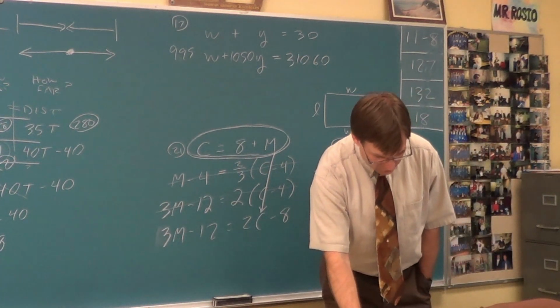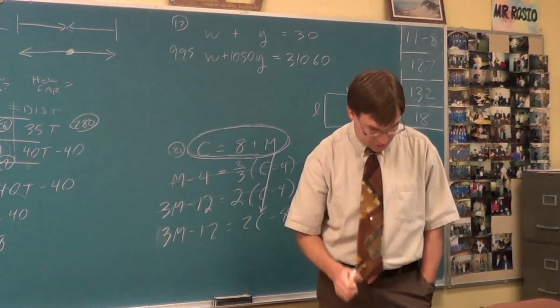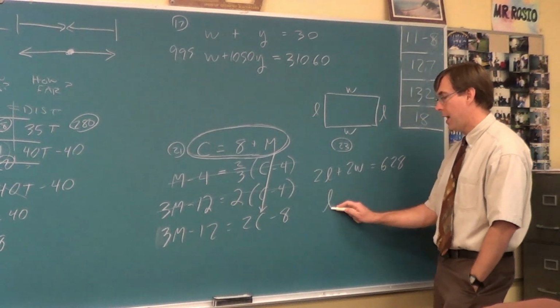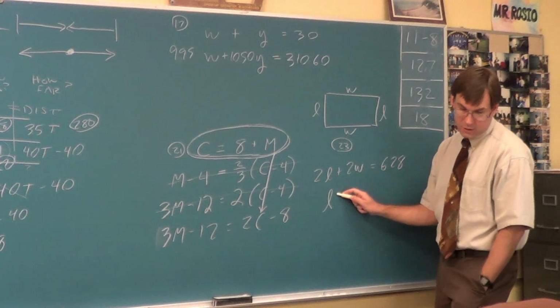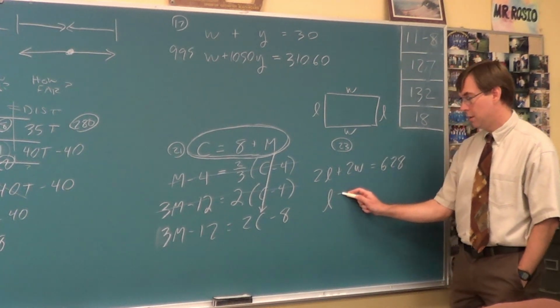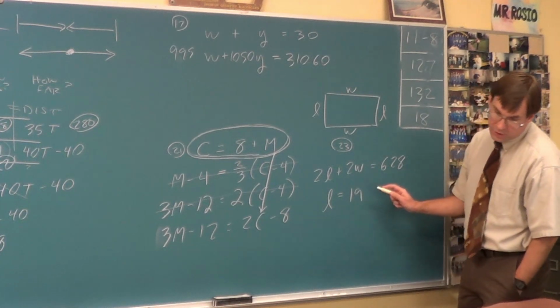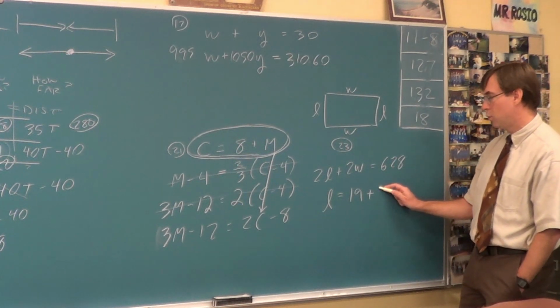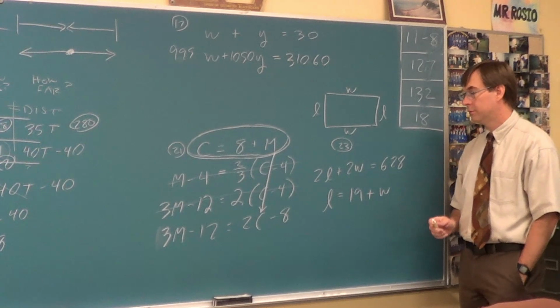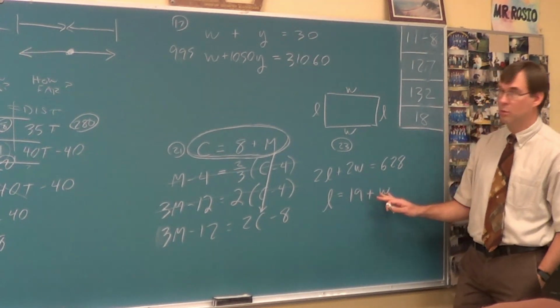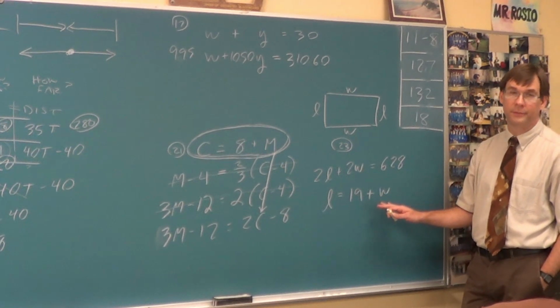Then we don't need the picture to do the second sentence. We just need to take it a word at a time. They say length, I say L. They say is, you say equals. 19 more than, so plus, width, W. And there's our system. That's what made this new: 2 equations, 2 variables, there we sit.